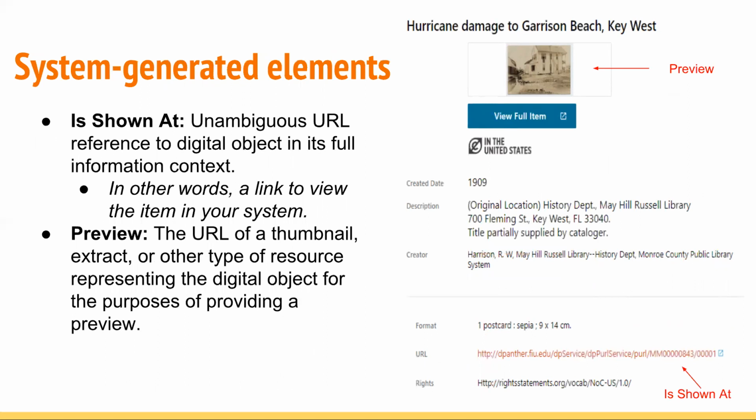There are also system-generated elements, and it's shown as an unambiguous URL reference to the digital object in its full information context. In other words, a link to view the item in your system. And then we have the preview, which is a URL of a thumbnail, extract, or other type of resource representing the digital object for the purposes of providing a preview. Here, the thumbnail of the picture showing hurricane damage to Garrison Beach in Key West is actually the preview, and your URL is at the bottom that gives you the site where you can actually go and see that particular thumbnail.